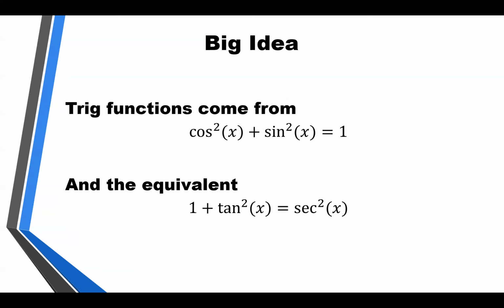And the way we replace it comes from our Pythagorean identities. So cosine squared of x plus sine squared of x is equal to 1. And the equivalent, when you divide both sides by cosine squared, we get 1 plus tangent squared of x is equal to secant squared of x.